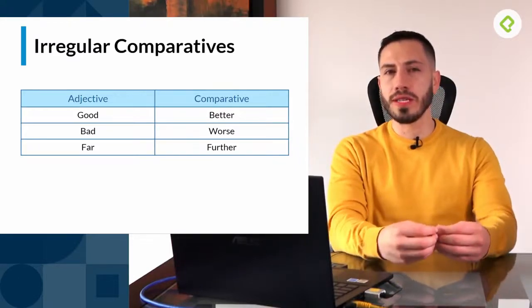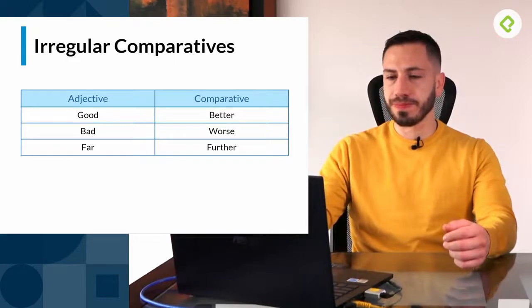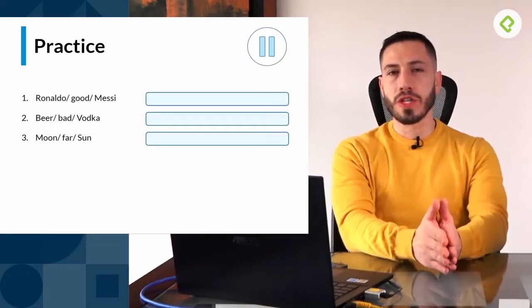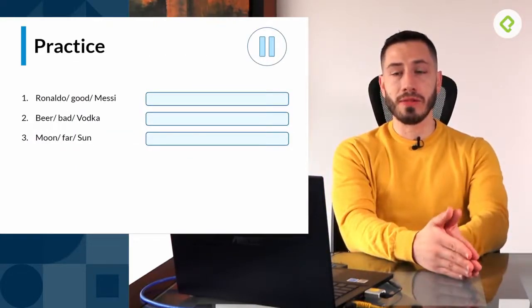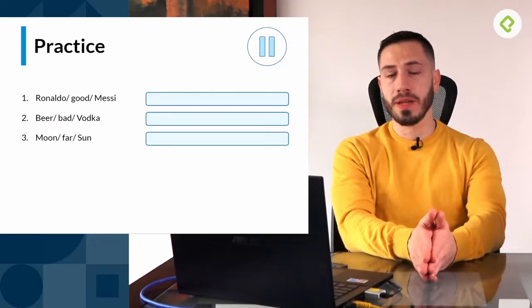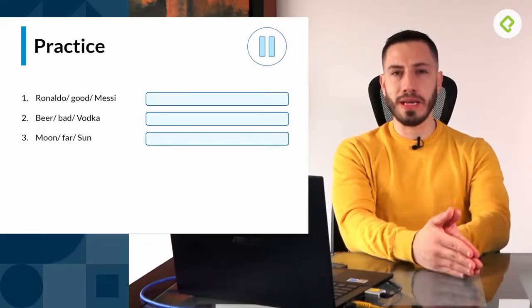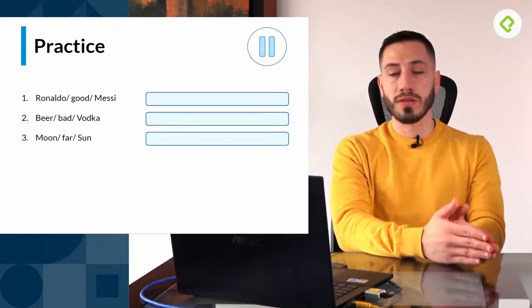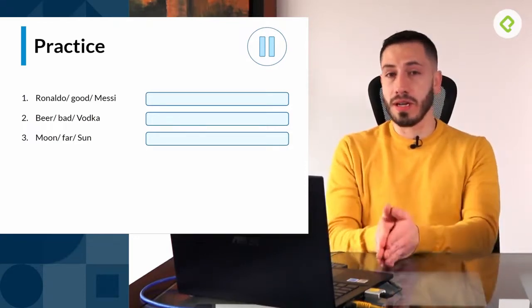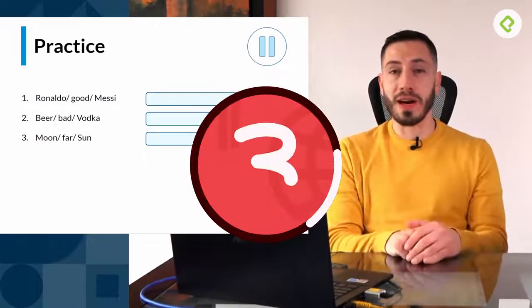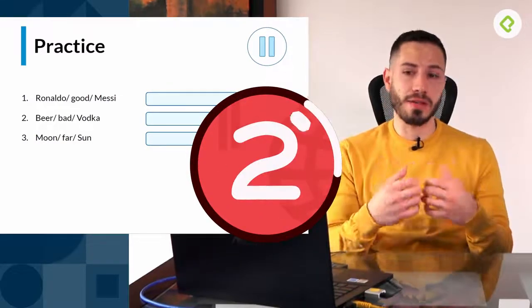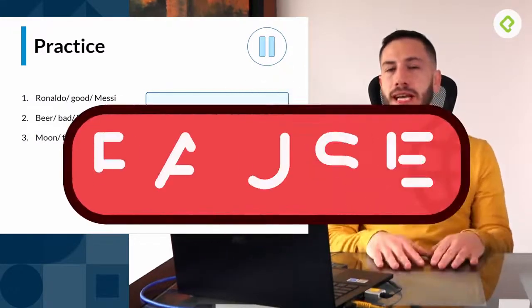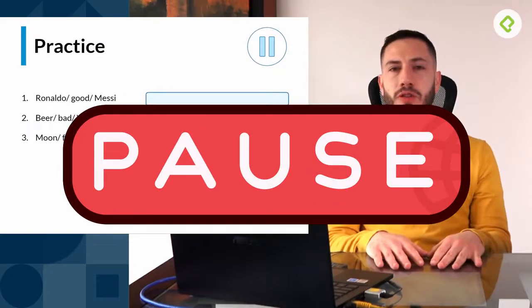Let's try to use this in real examples. For the first one, try to compare Ronaldo with Messi. For the second one, try to compare beer with vodka. And for number 3, try to compare the moon with the sun in terms of how far they are from Earth in this case. Pause your class and come back when you're ready.